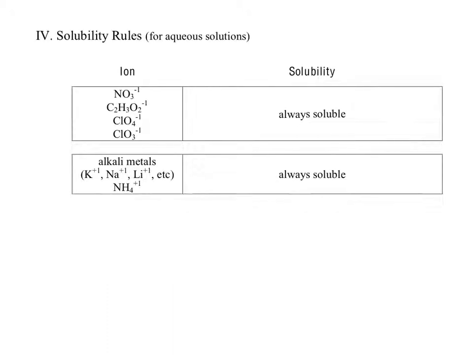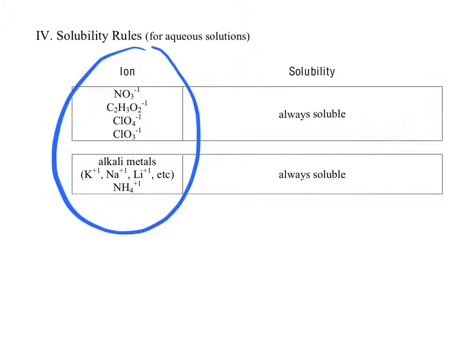So in this section, we're going to use the solubility rules from part 4 and apply them to determine whether compounds are soluble or not. Before we apply solubility rules, let's just look at some of the rules from page 15. These ions are always soluble in water. For instance, nitrate is always soluble with any cation.